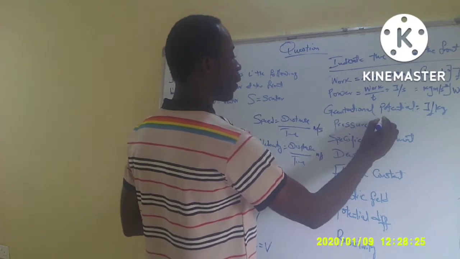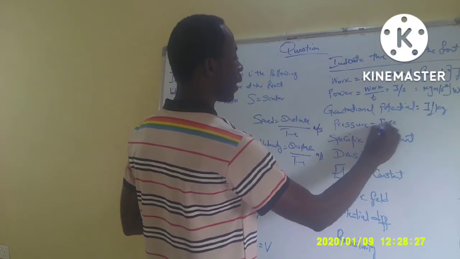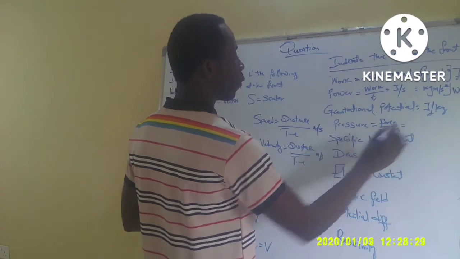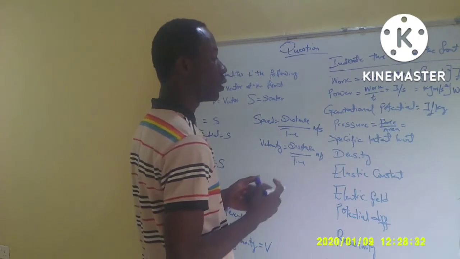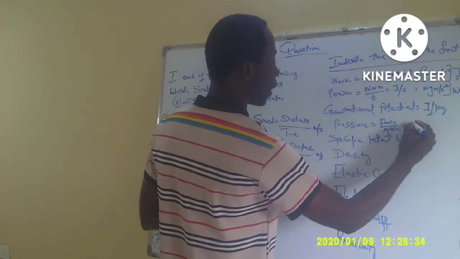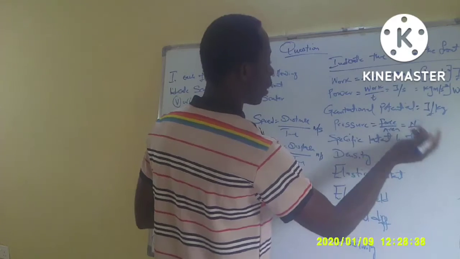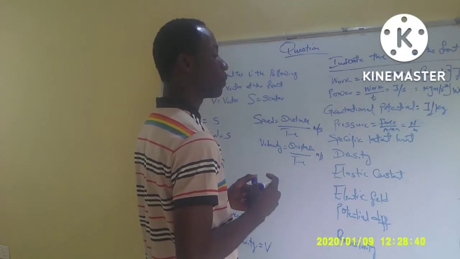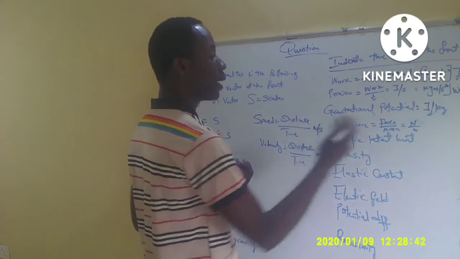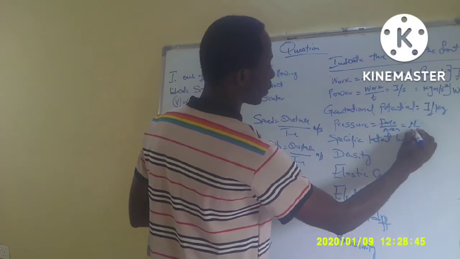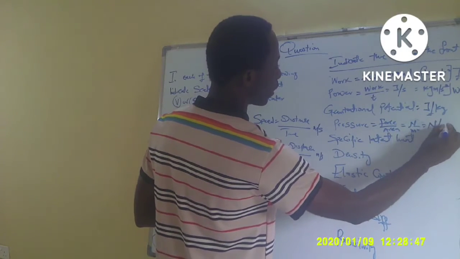So what about pressure? Pressure is actually force over area. So the unit is what? Force is Newton, over area. Area is what? Meter square, right? So it's Newton per meter square.